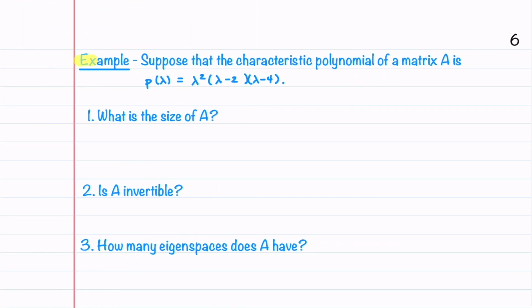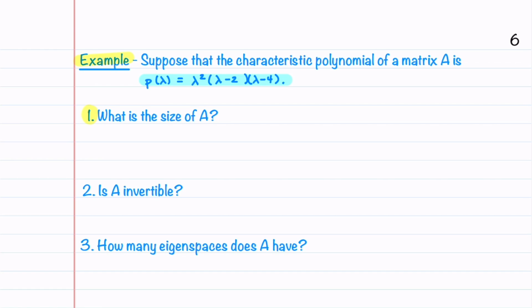Let's now walk through an example that utilizes some of the properties that we just learned. We're going to suppose that the characteristic polynomial of a matrix is given by P of lambda is equal to lambda squared times lambda minus 2 times lambda minus 4. The first question that we're going to answer is what is the size of A?